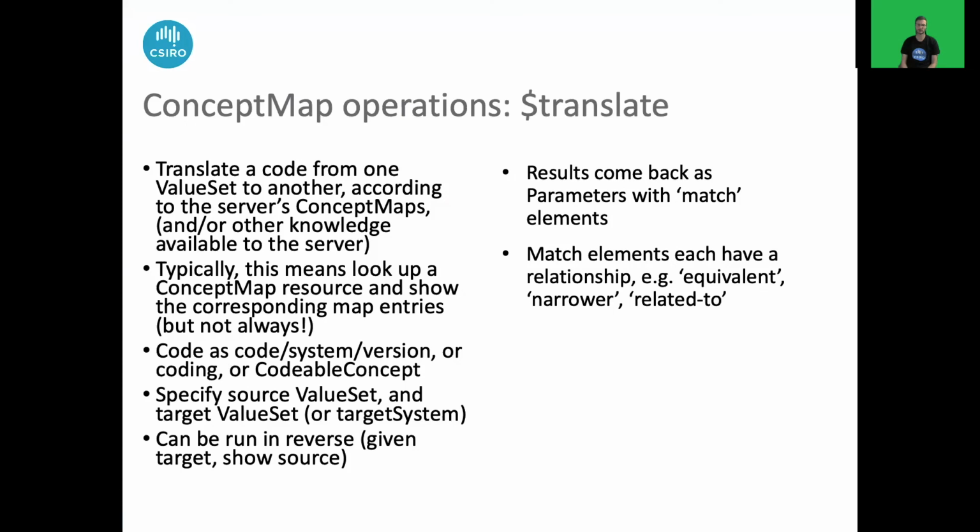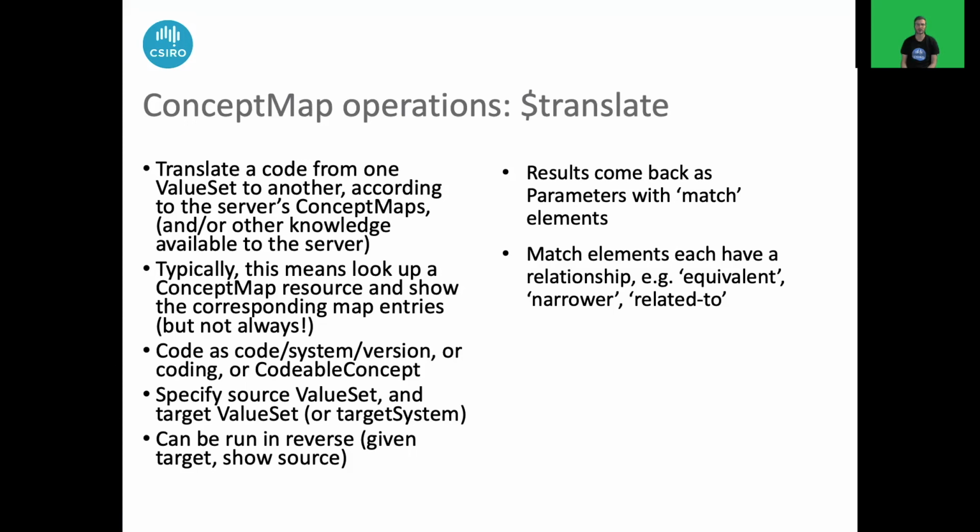It is possible to run the translate operation in reverse, but it shouldn't be confused with interpreting the map as a bidirectional map. So it's important that you think of using the reverse parameter on translate as asking the question, what codes map to this code? It's not what codes does this map back to. So it's not really a reverse invocation of the map. It's asking what codes map to this.